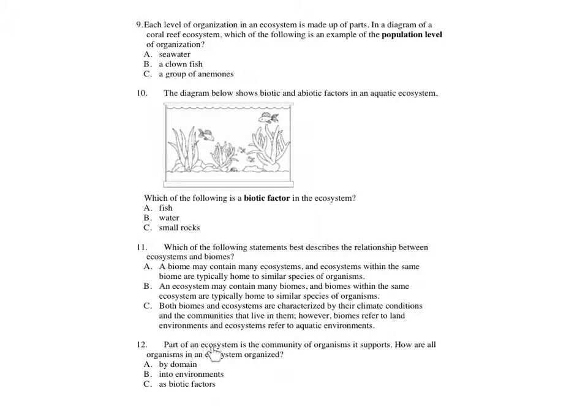Number 12. Part of an ecosystem is the community of organisms it supports. How are all organisms in an ecosystem organized? A. By domain. B. Into environments. C. As biotic factors.